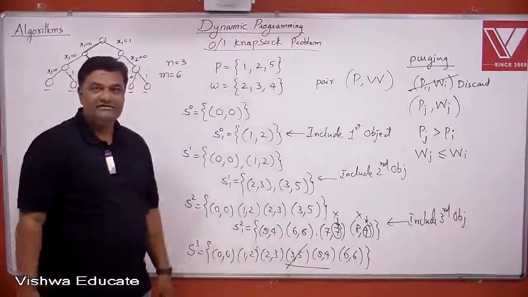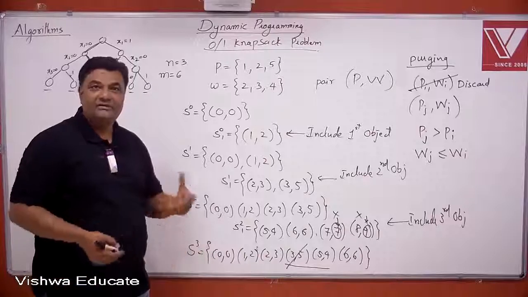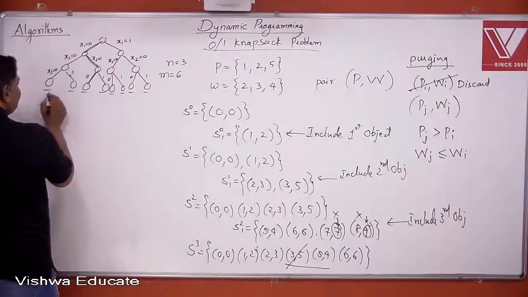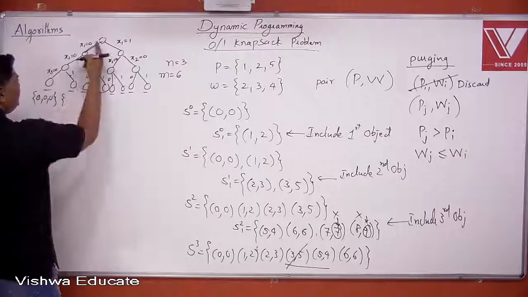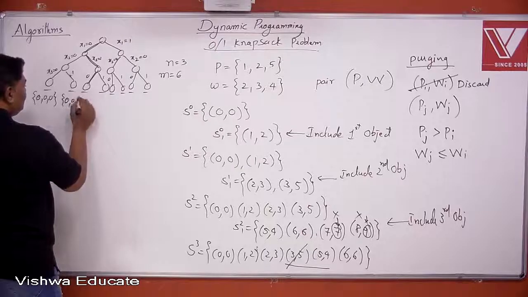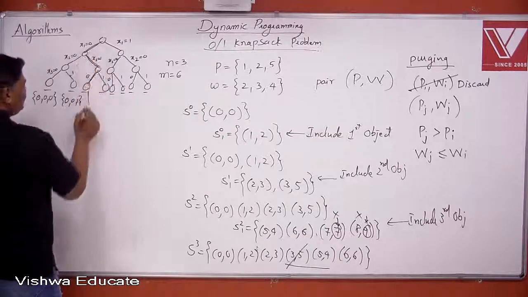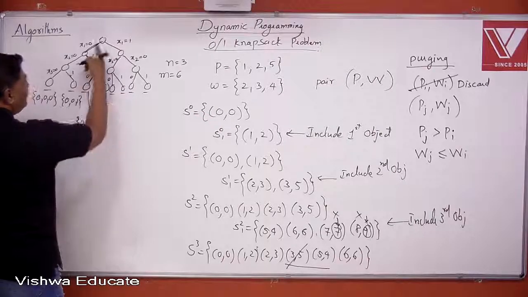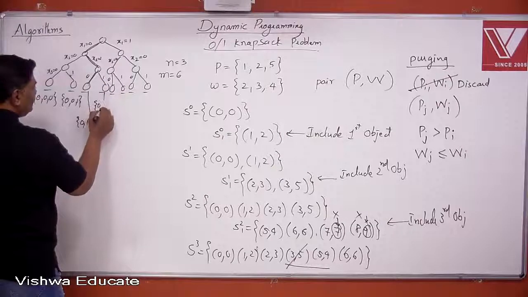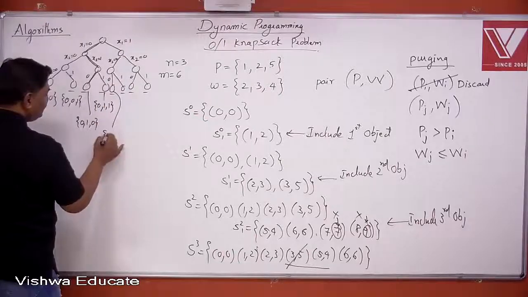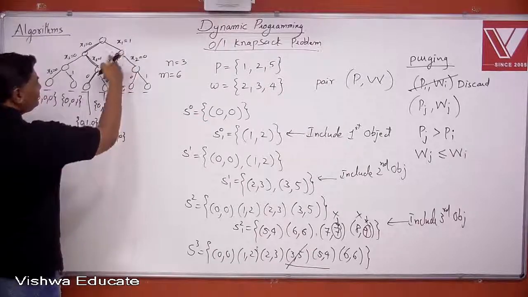This is how we have tried. We tried all possibilities. So if you take the solution, see, this one is giving 0, 0, 0. Nothing is included. And this is giving 0, 0, 1. Then this one is giving 0, 1, 0. Then this one is giving 0, 1, 1. Then this is giving the result 1, 0, 0. Then this is giving 1, 0, 1.